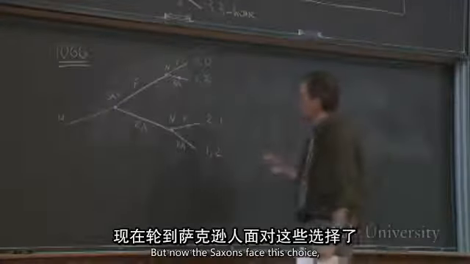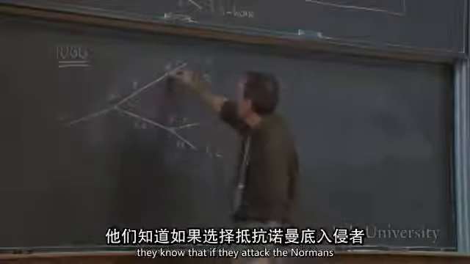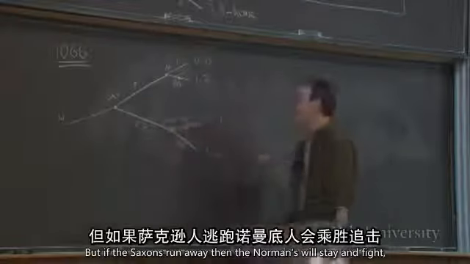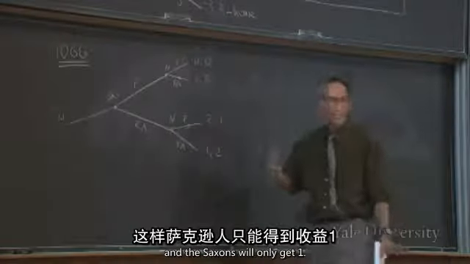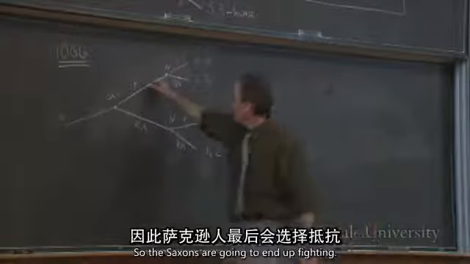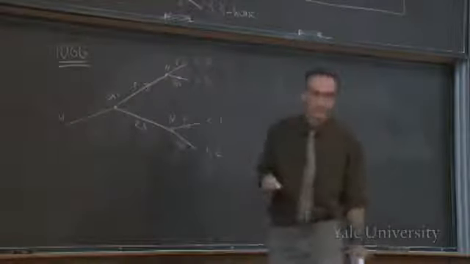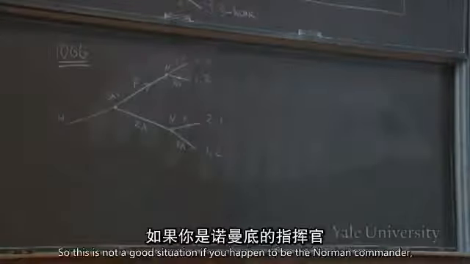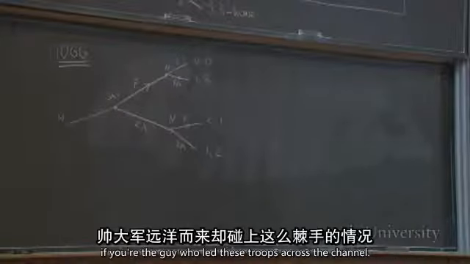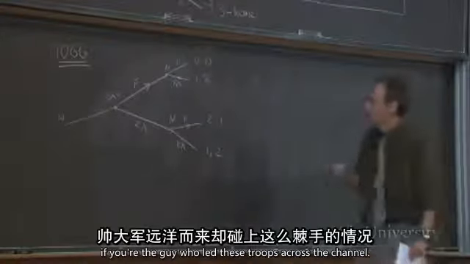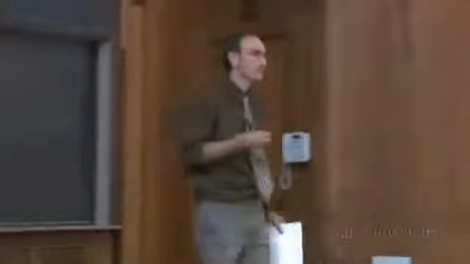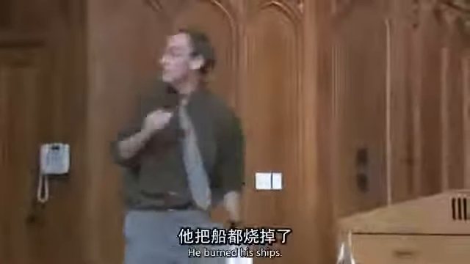But now the Saxons face this choice. They know that if they attack the Normans will run away and the Saxons will get 2. But if the Saxons run away, then the Normans will stay and fight, and the Saxons will only get 1. So the Saxons are going to end up fighting. All right? Right, everyone see how we did the backward induction? So this is not a good situation if you happen to be the Norman commander, if you're the guy who led these troops across the Channel. All right? So what did William the Conqueror do? He burnt his ships, all right?